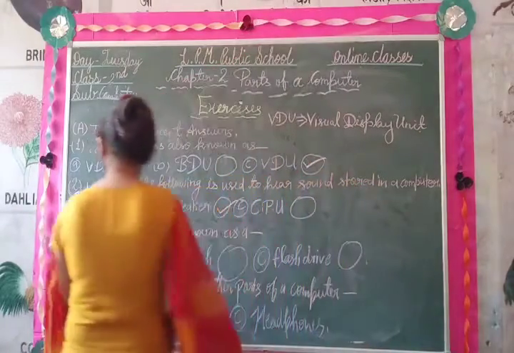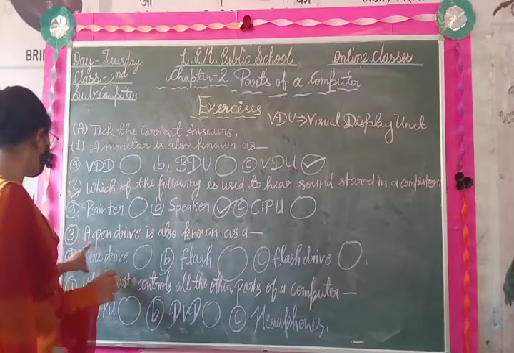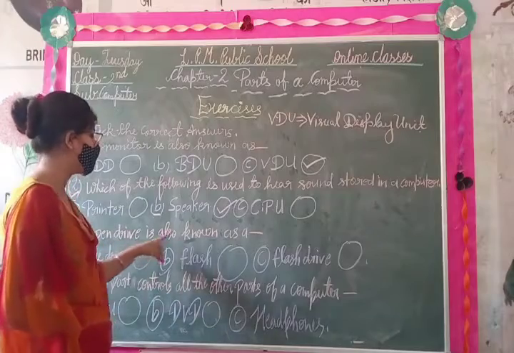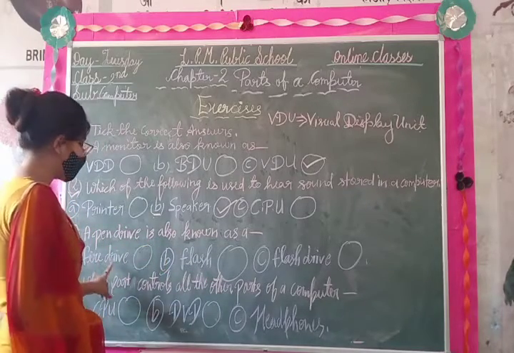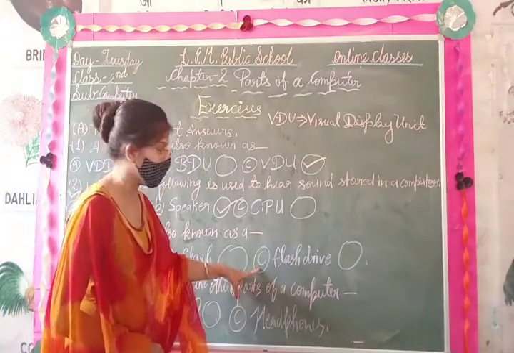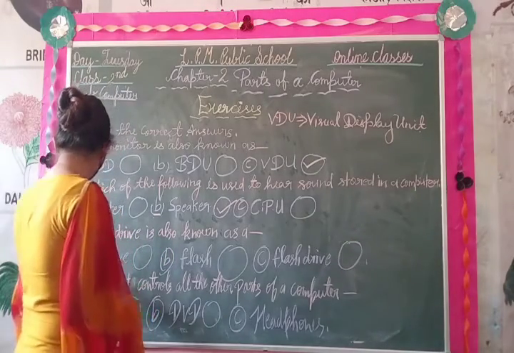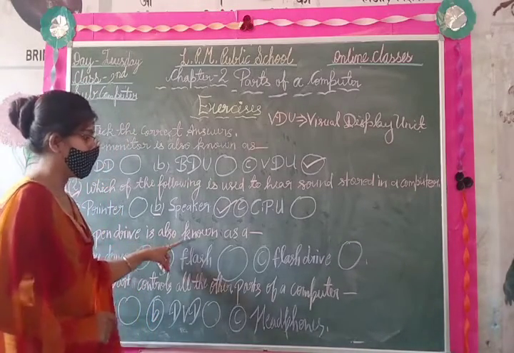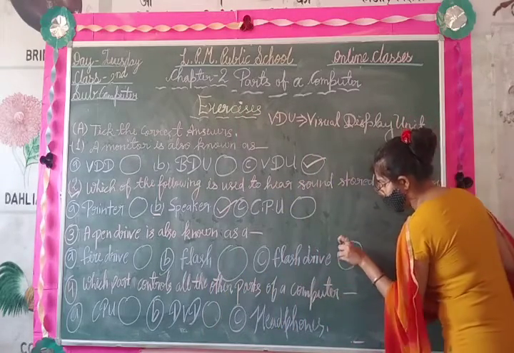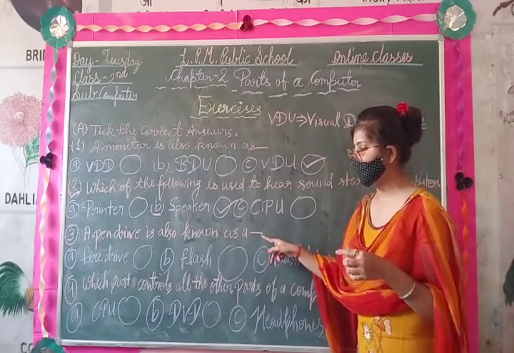Now question number 3 in the tick the correct answer. A pen drive is also known as. Option number A is fire drive, option number B is flash and option number C is flash drive. As we know very well, we learned in this chapter, a pen drive is also known as a flash drive. What is the correct answer of this question? Option number C, flash drive is the correct answer of this question.